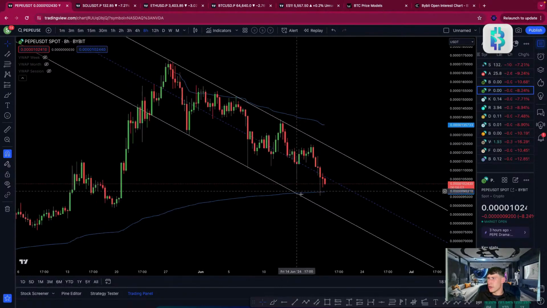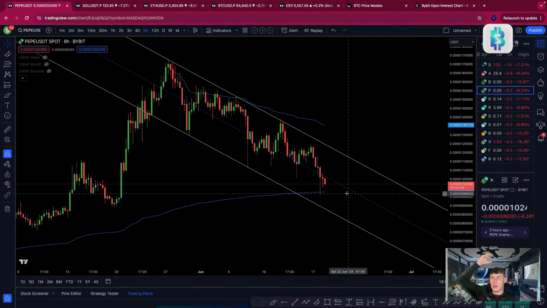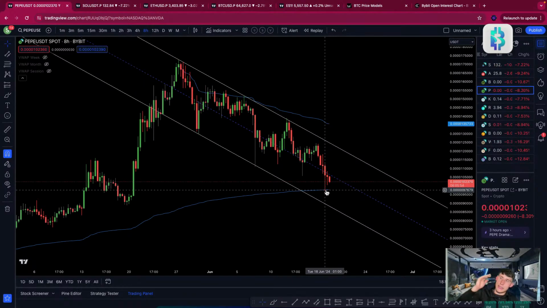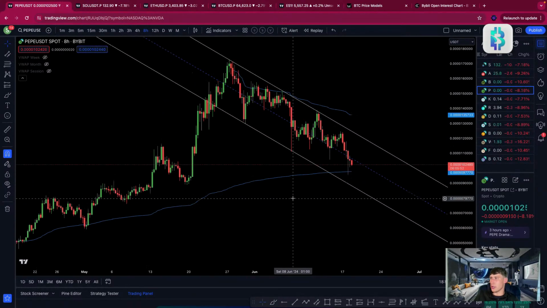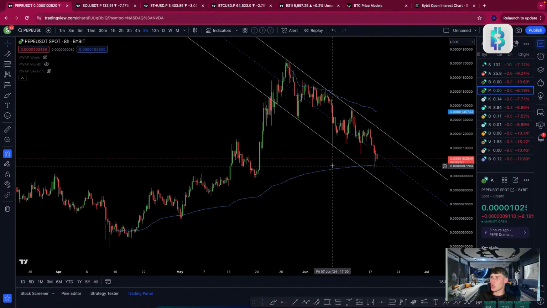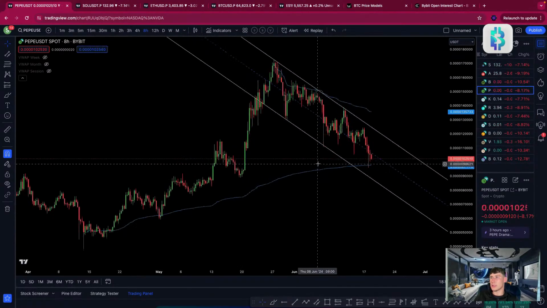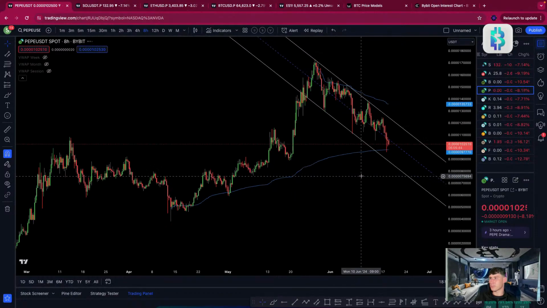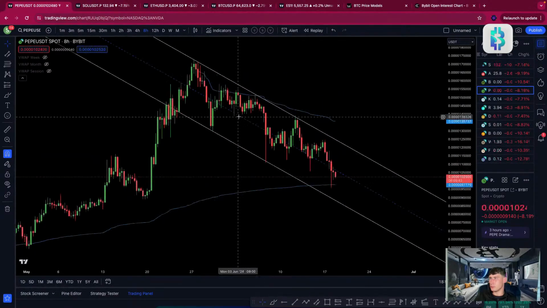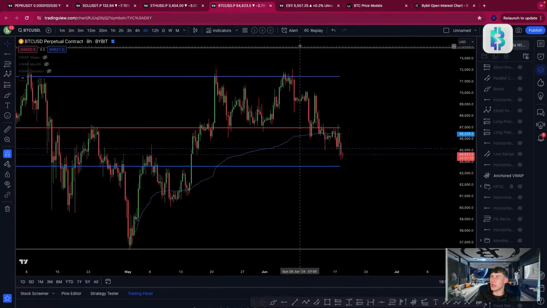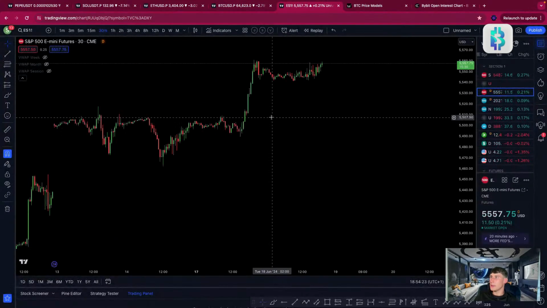Pepe, I was looking for a long trade on Pepe off of this anchored VWAP here. I didn't end up taking that long trade just because I realized that Bitcoin was looking weak. So I didn't take the trade there. But I'm actively looking at trades at this moment in time. But yeah, I just don't see anything.